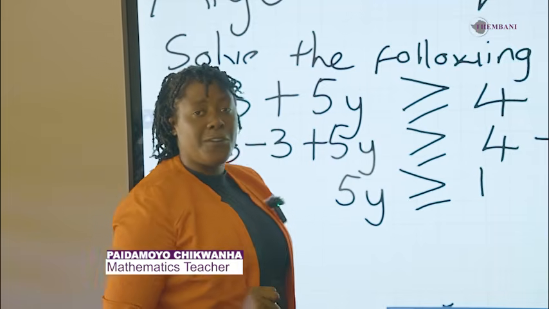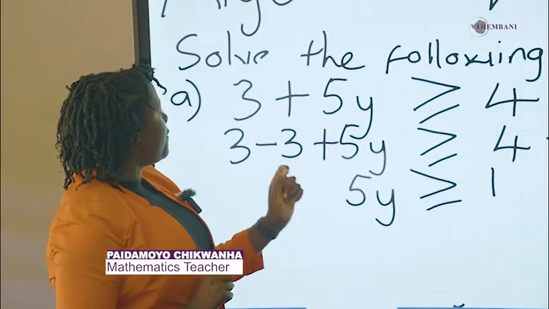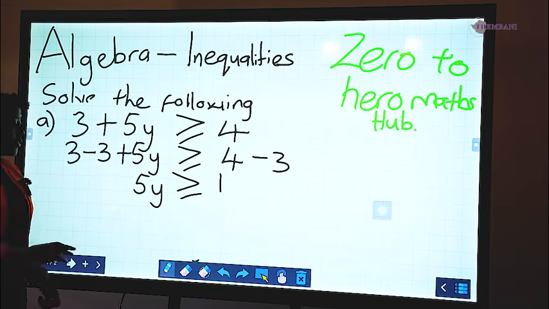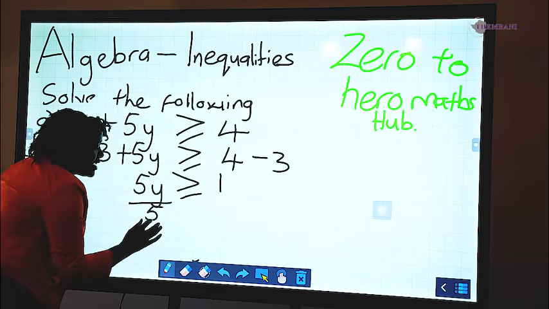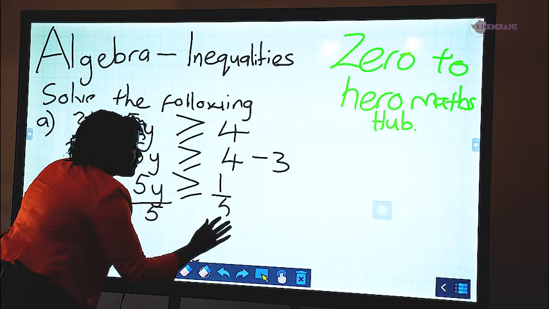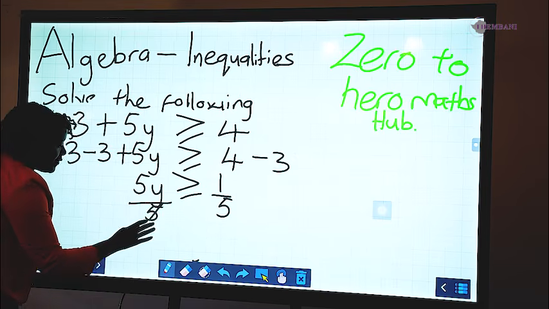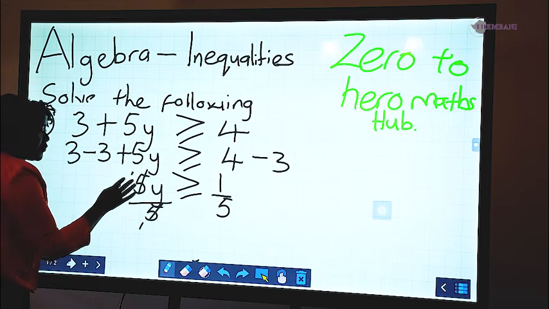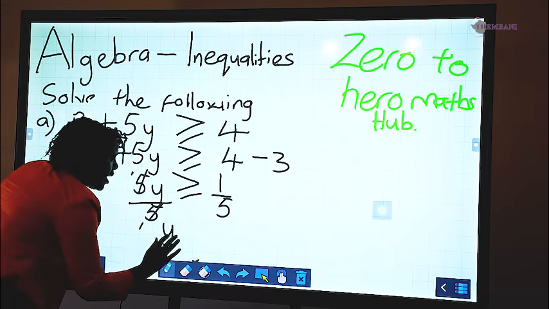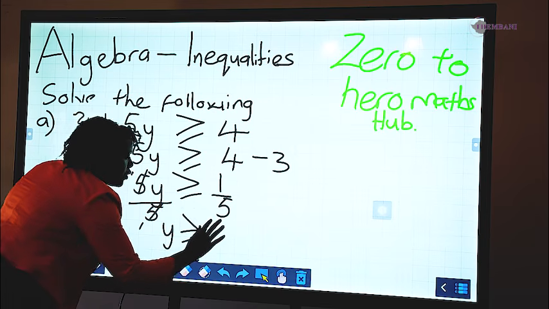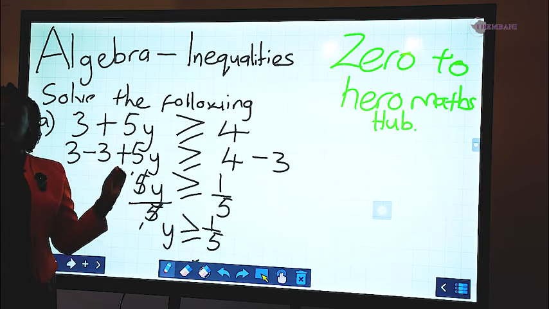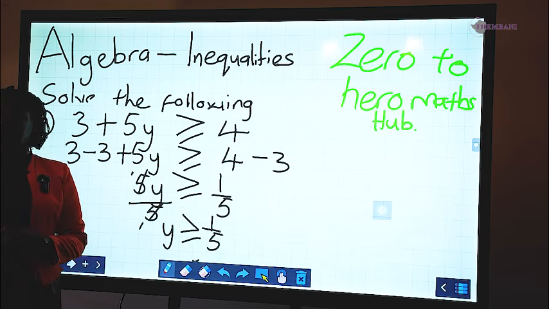But remember, we are solving for y. So for us to remain with y here, we have to divide by 5. If we divide by 5 on this side, we also have to divide by 5 on the other side. This 5 into 5 gives us 1, and this 5 into 5 gives us another 1. So our solution will be y is greater than or equal to 1 over 5. And yes, you may be wondering, it's possible for us to get solutions in fraction form.